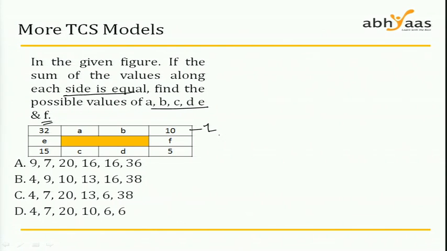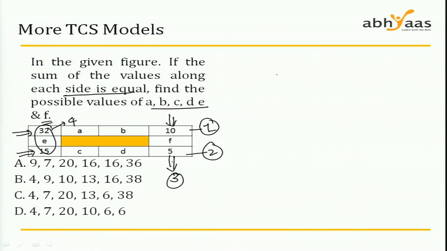This is side 1. Right. This is side 2. This complete thing, 15 plus C plus D plus 5, I am assuming it to be side 2. 32 plus A plus B plus 10, I am assuming it to be side 1. 10 plus F plus 5, I am assuming it to be side 3. Right. And 32 plus E plus 15, I am assuming it to be side 4.